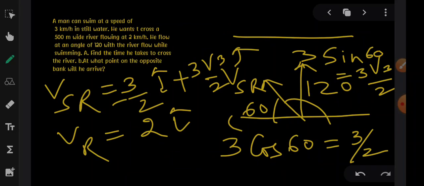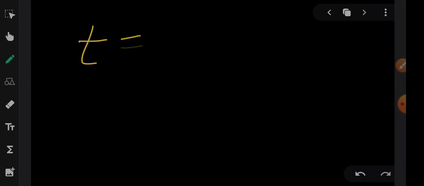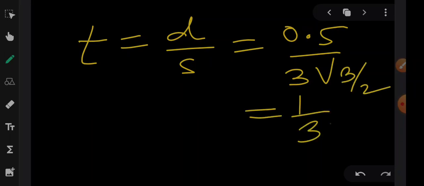Now come to the question. What we have to find out is the time to cross the river. For that we have to consider the vertical component, that is along y-axis, 3 root 3 by 2. So time will be distance by speed, and distance is 0.5 kilometer and speed is 3 root 3 by 2. So it is 1 by 3 root 3 hour.